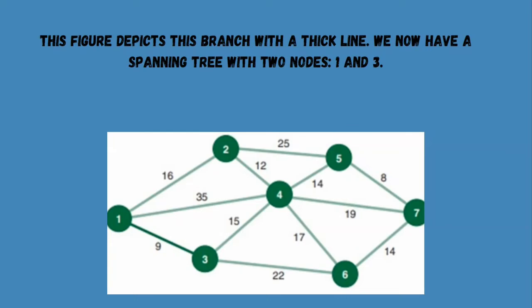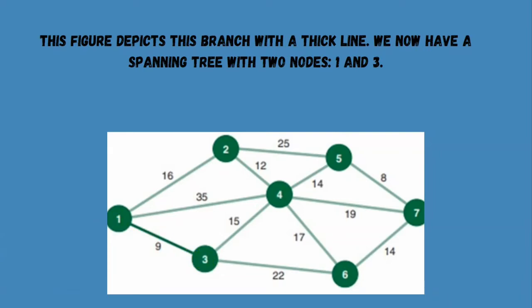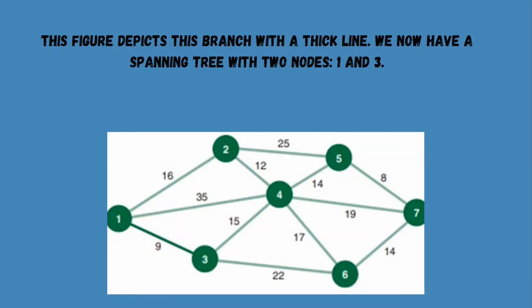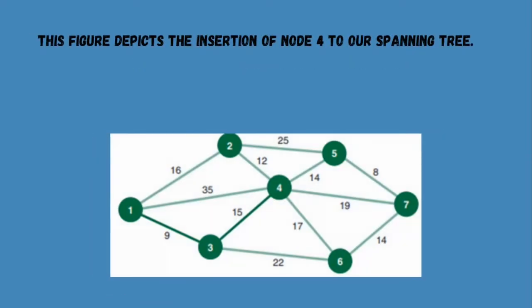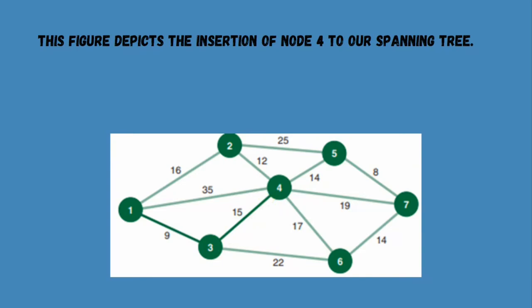This figure depicts the branch with a thick line. Ito, yung 1 to 9, ay 1 to 3. We now have a spanning tree with two nodes, 1 and 3. The next step is to find the closest node that is not already in the spanning tree. Node 4 with the branch length of 15,000 feet is the node closest to either node 1 or node 3. This figure depicts the insertion of node 4 to our spanning tree. Ito yung pag-insert niya. Yung thick line, ayun yung dinidepict niya, yung 3 to 4. So yung spanning tree natin ay may nodes 1, 3, and 4 na.